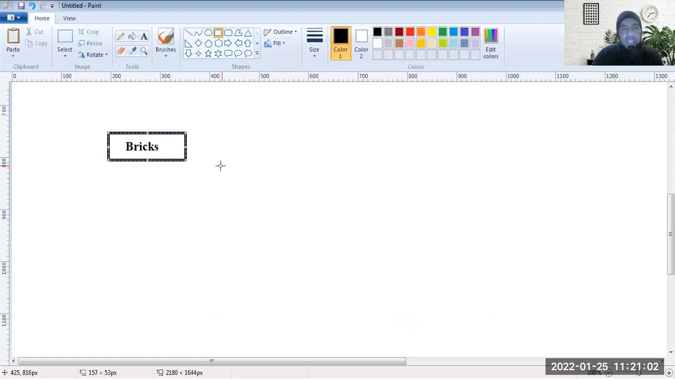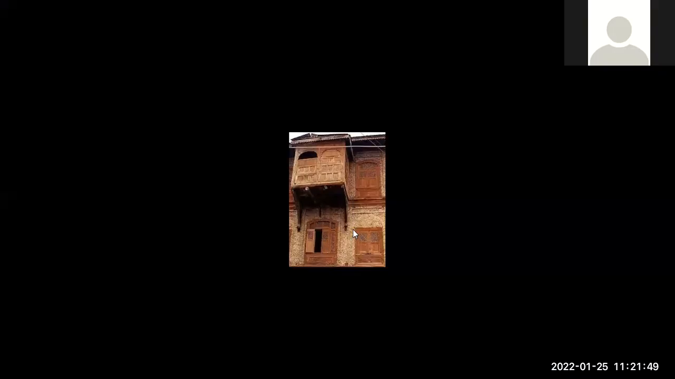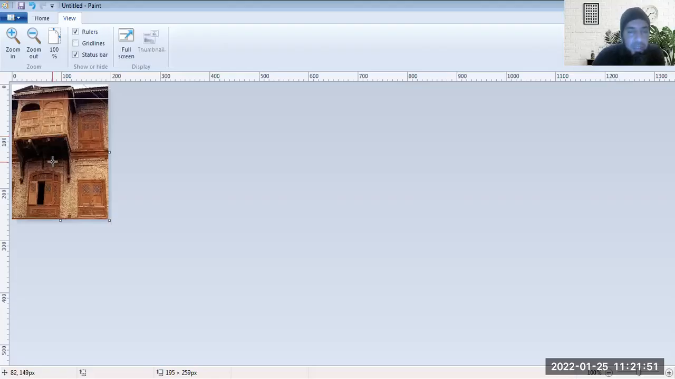If you check the properties of brick, I hope it's somewhat clear. This figure, let me try another figure.